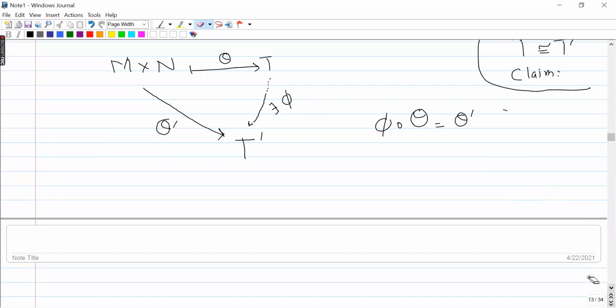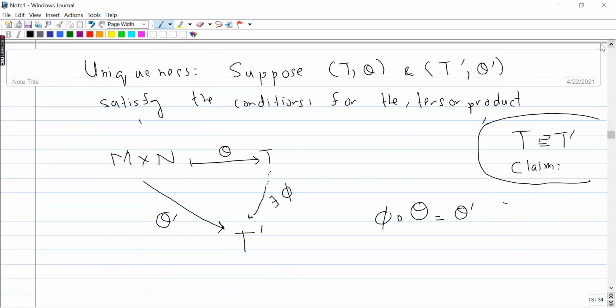Now again in the same way, we also know that T bar comma theta bar is also satisfying the condition for the tensor product. So it is given that from M cross N to T, this map is a bilinear map. Sir, here you wrote phi of theta equals theta bar; shouldn't it be phi of theta bar? No, first theta will be applied, then phi will be applied, so that will be equal to theta bar.